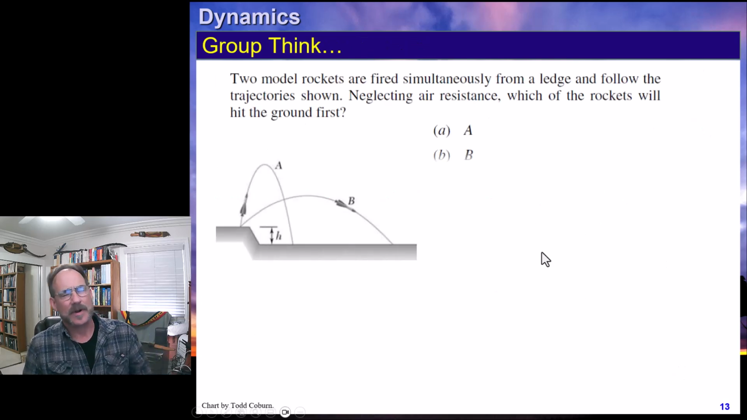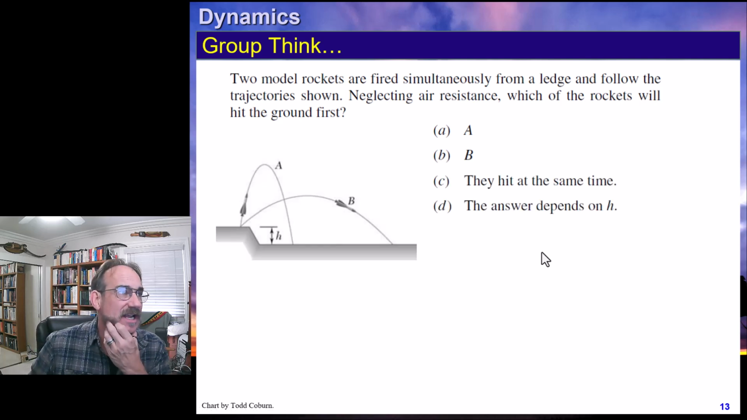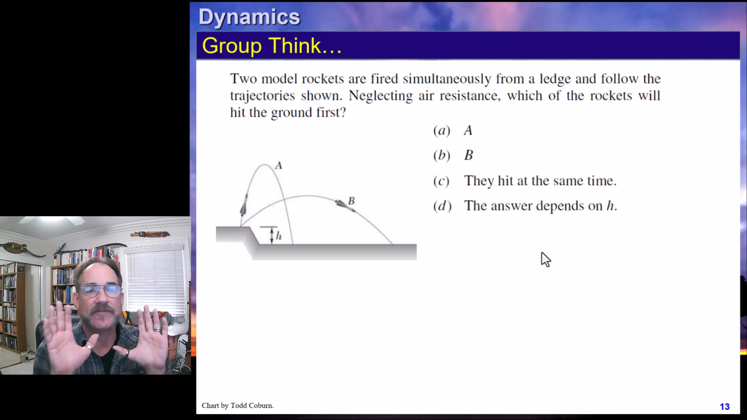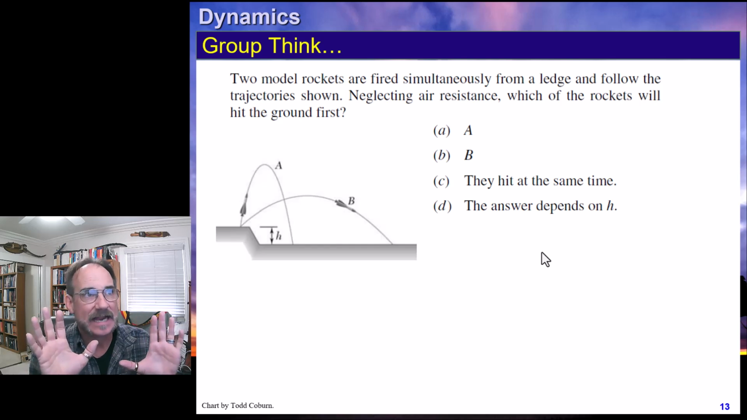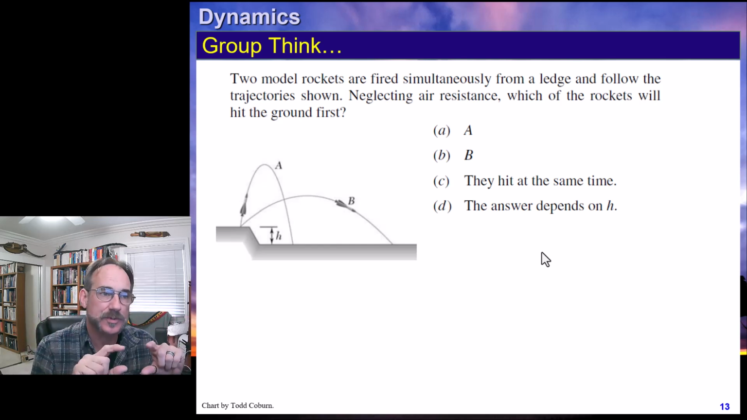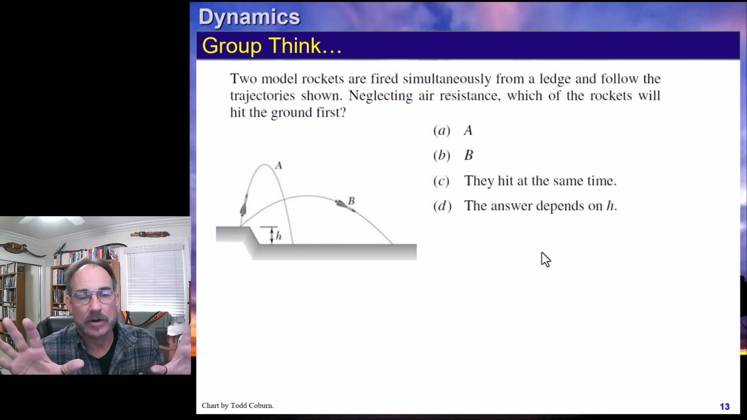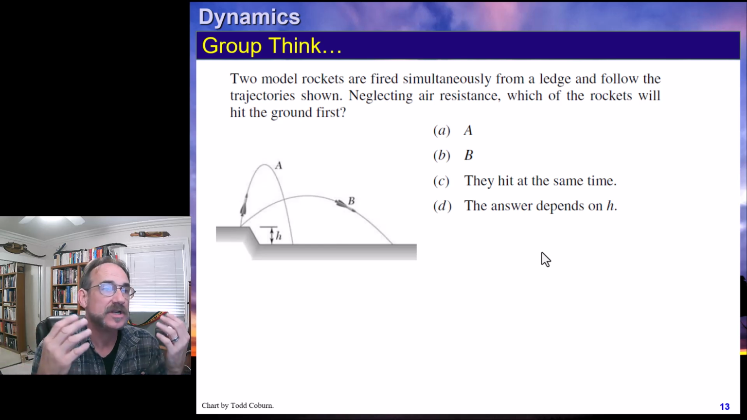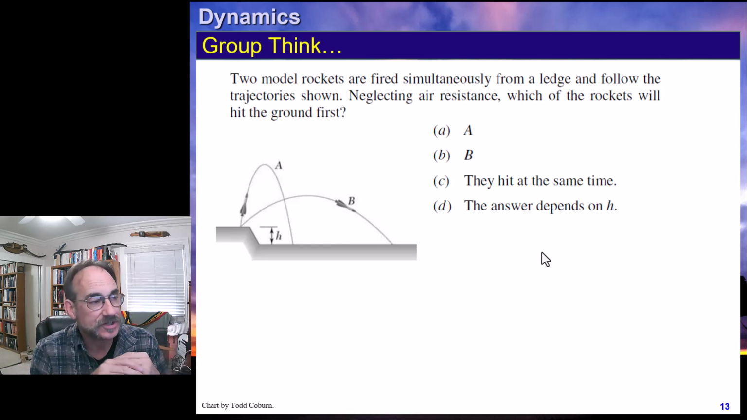Okay, let's practice some other kinds of problems. Let's just think about this. We have 2 model rockets, and they're fired at the same exact time from some kind of ledge, which is h above the lower position. We're going to neglect air resistance, which we're going to do in all of this class, and we want to know which rocket will hit the ground first.